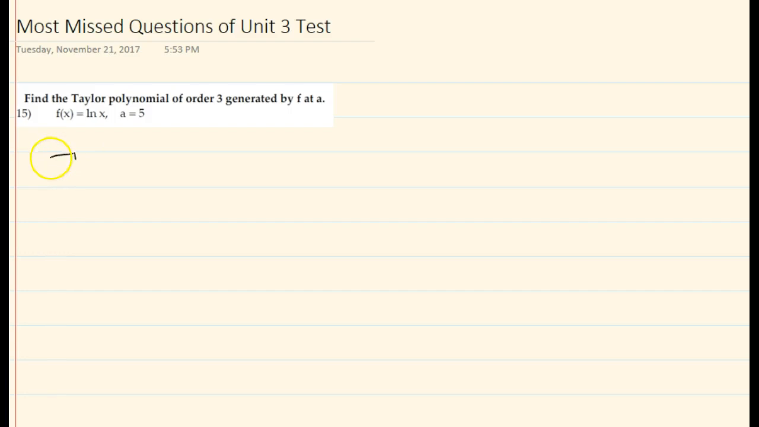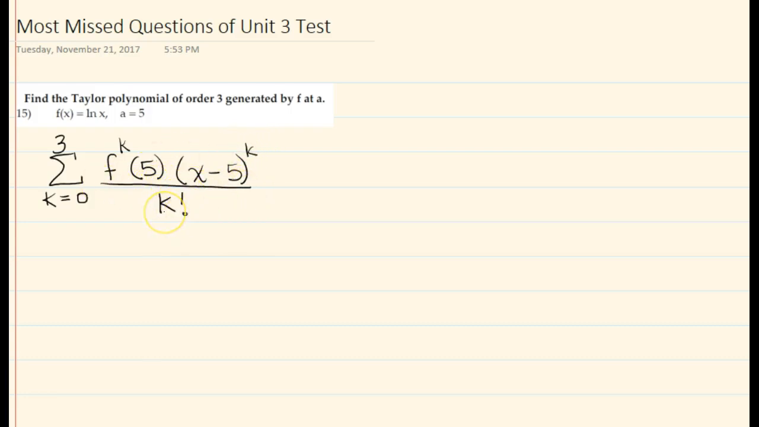First thing to remember is that when we're looking for the Taylor polynomial, we're looking for the partial sum from k equal to 0 until we get to whatever order we want, in our case 3. We're going to find the derivative of f to whatever value of k: first derivative, second derivative, third derivative. Then we're going to plug in our value of 5. We're going to have the binomial x minus a, in our case 5, to the k power, and we're going to divide that by k factorial.